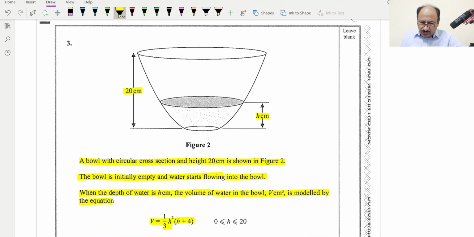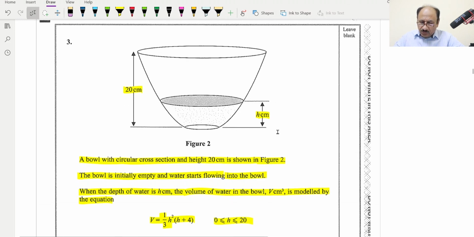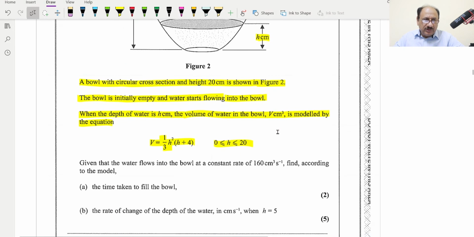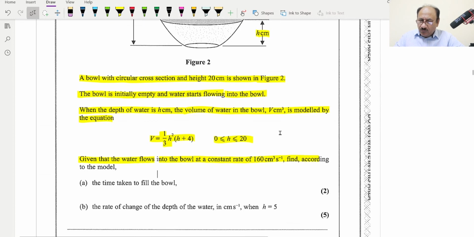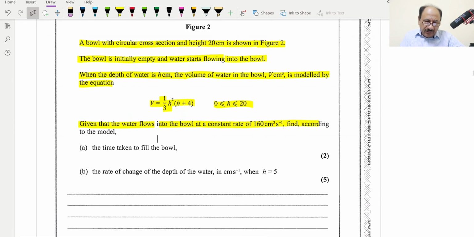This is the equation, h is greater than or equal to 0, less than or equal to 20, and given that the water flows into the bowl at a constant rate of 160 centimeter cubed per second, find, according to the model, the time taken to fill the bowl. So part A is the time taken to fill the bowl, which is a 2-mark question. This is an easier part.